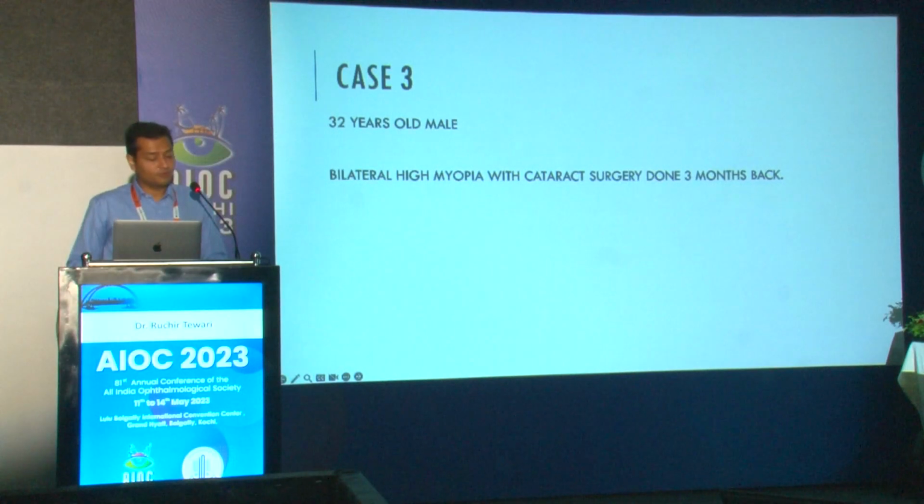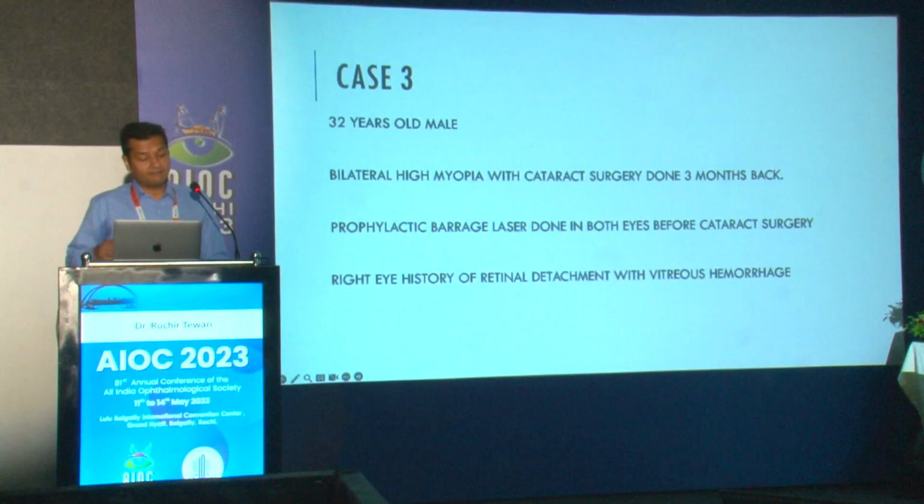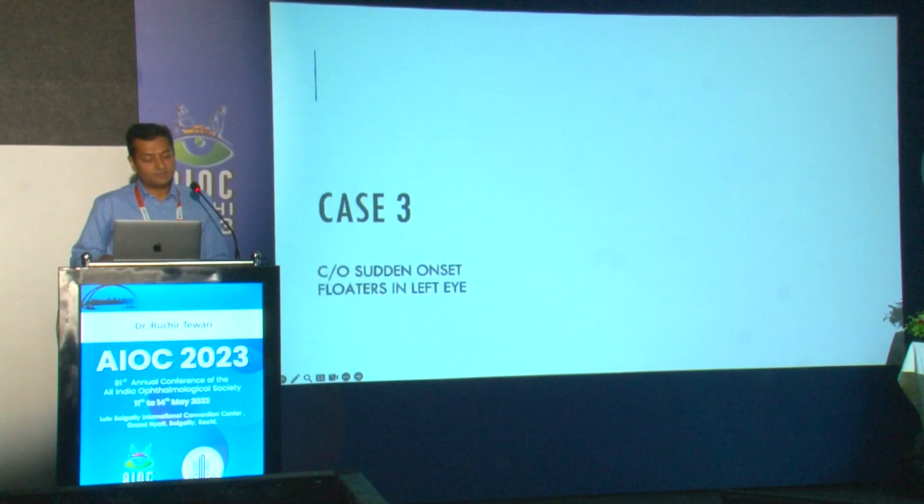The third patient is a 32-year-old male, bilateral high myopia with cataract surgery done 3 months back. So prophylactic laser, barrage laser was done in both eyes. Patient had lots of lattices, peripheral degeneration. Right eye did develop a retinal detachment with vitreous hemorrhage after the cataract surgery, which was operated. Now, this patient came to me with a sudden onset of floaters in his left eye.